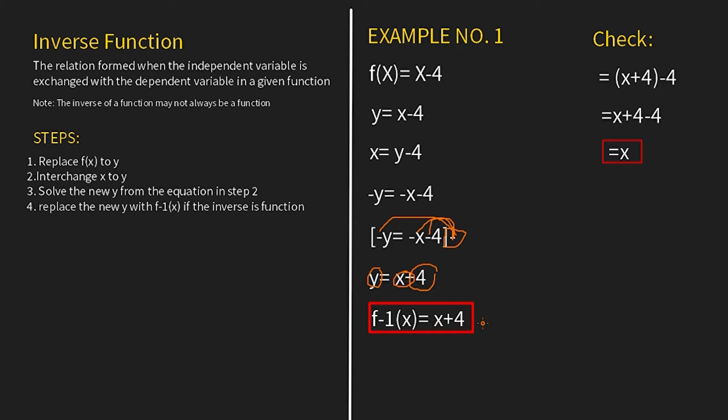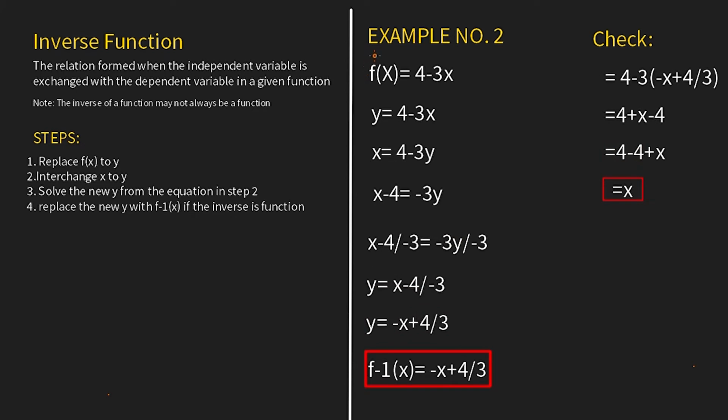To know if we got the correct answer, we'll have to do some checking. To check, we just copy the given function and replace the x with its inverse. So x plus 4 minus 4. If we subtract 4 minus 4, we'll have 0. That will leave us with x, which means our answer that f inverse of x is equal to x plus 4 is correct. Now, let us move on to our example number 2, which is f of x is equal to 4 minus 3x.